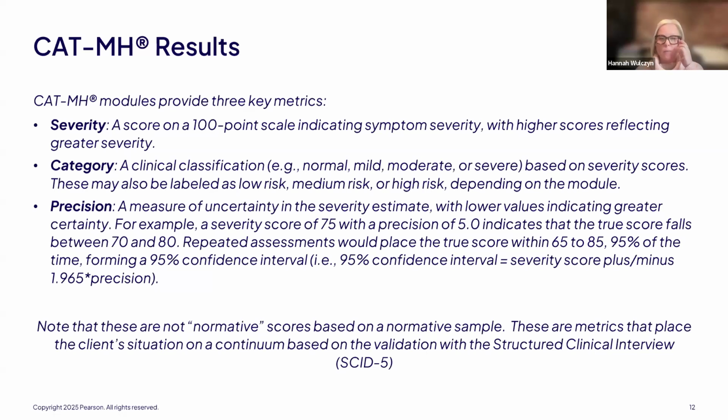And finally, as Robert mentioned, the precision, which is what makes the CAT so unique. The precision tells us the uncertainty around the score. Lower precision numbers mean we're more certain about where someone truly falls. And so we've fixed that precision to roughly 5 points. Precision is also measured on a 100-point scale, with 0 being absolute certainty and 100 being absolute uncertainty. Next slide.